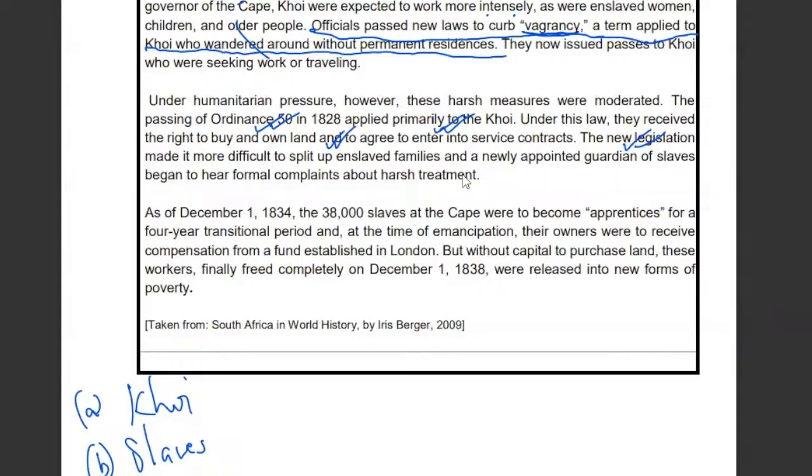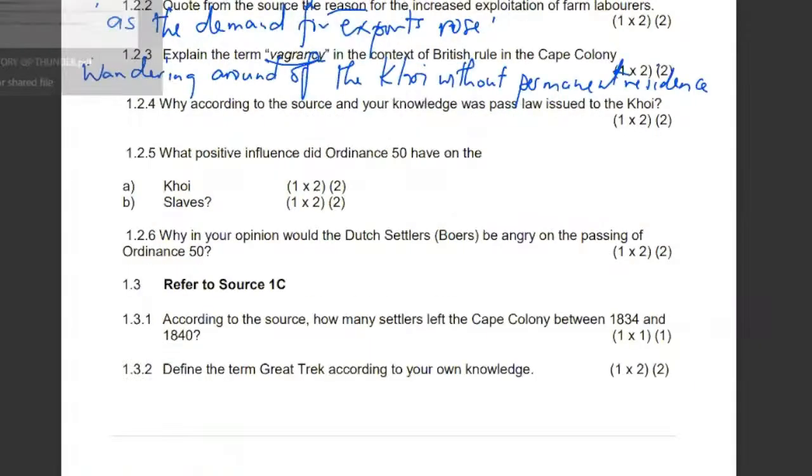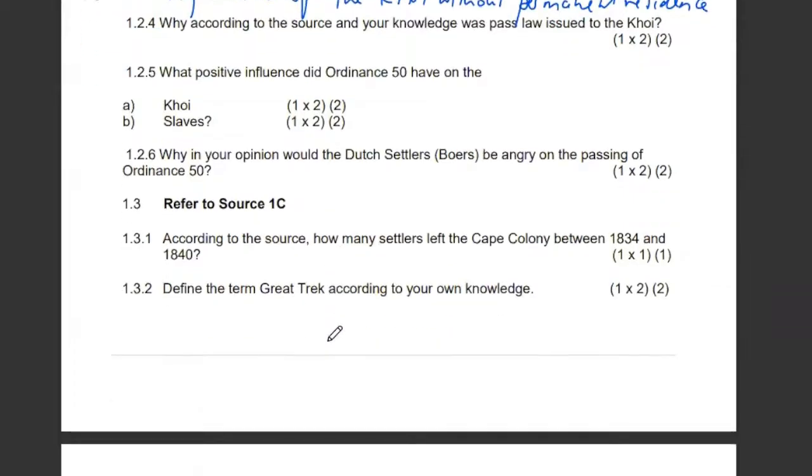Right. We move on to the next question. Why, in your opinion, would the Dutch settlers or the Boers be angry about the passing of Ordinance 50? Right, the Boers were angered by the passing of Ordinance 50. Why were they angry? Ordinance 50 is now changing the way the Boers were supposed to treat the slaves. It gave in some other new regulations which also allowed the Khoi to own land and also to enter into service contracts. So the Boers were not happy.